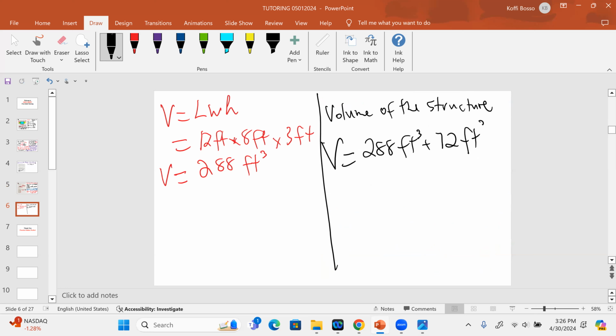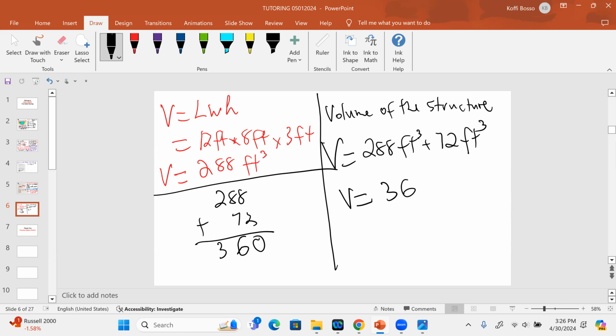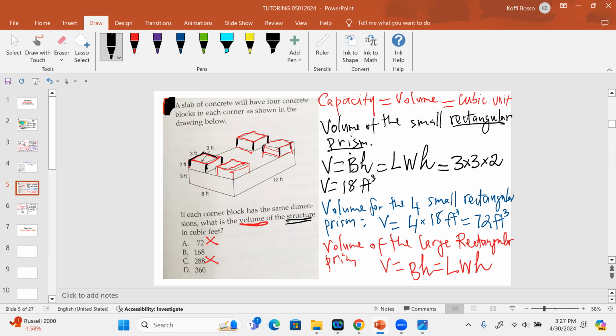Okay, yes. Plus 72. So you take 288 and add it to 72. What do you get? I get 360. So V equals 360 cubic feet. And we have an answer for that in the book. Yes, we have one. So that is choice D, right? Yes, letter D. Good.